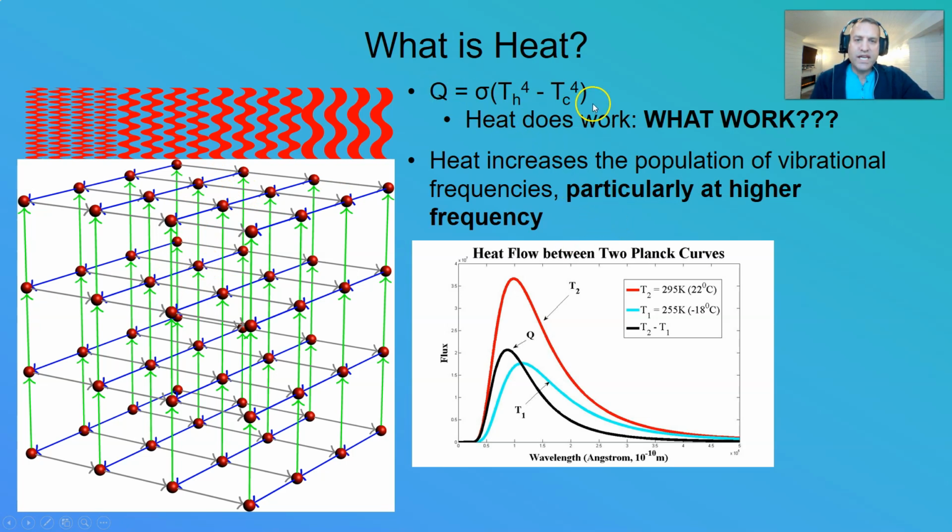So we see from the heat flow equation that it's something to do with the difference between a hot object sending its energy and the cold object's energy. So that's what heat is. Heat does work. What work? So heat increases the population of vibrational frequencies, and particularly at higher frequency.